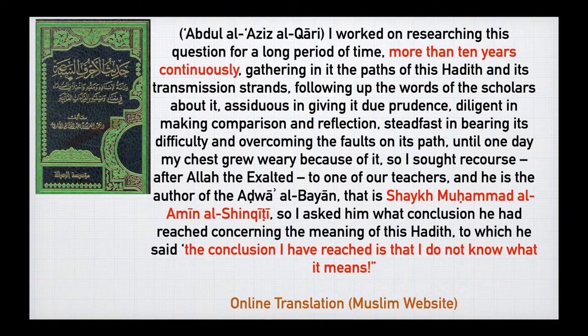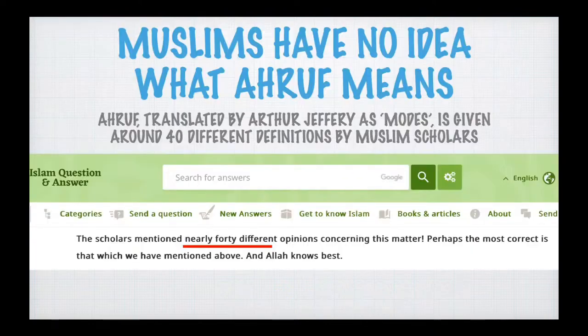So here's one scholar who's been studying this question about the 7 ahruf continuously for more than 10 years. He goes to someone he considers a major scholar and asks, what's the answer to this problem? What are the 7 ahruf? And he says, I don't know. My conclusion is that I don't know. And I think I have a clip from Yasser Qadhi saying that as well.